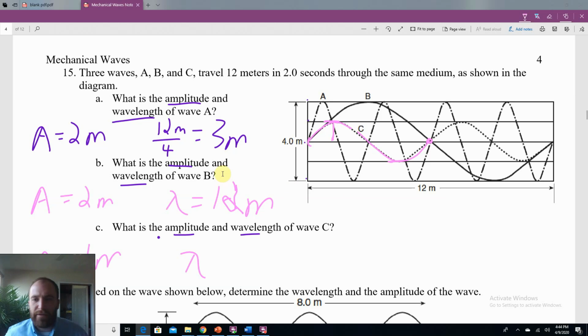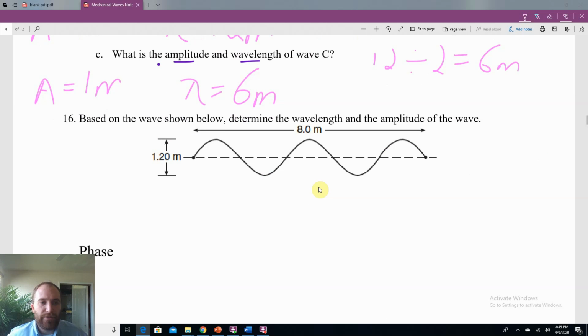For the wavelength, alright, we've got 1 wave, 2 waves. So we got 2 waves in 12 meters. I think each individual should be 6. And I got that by doing just 12 divided by 2. There we go.